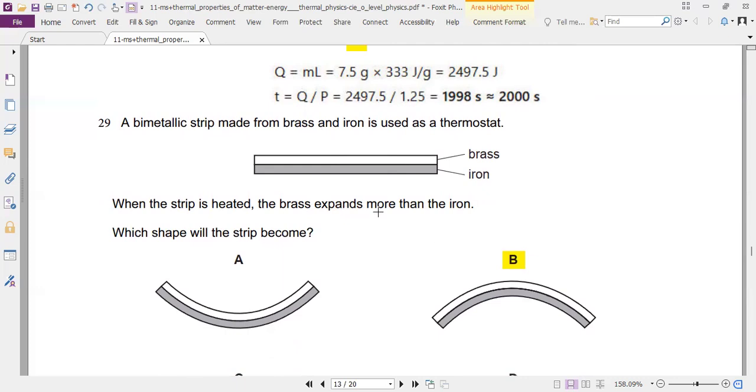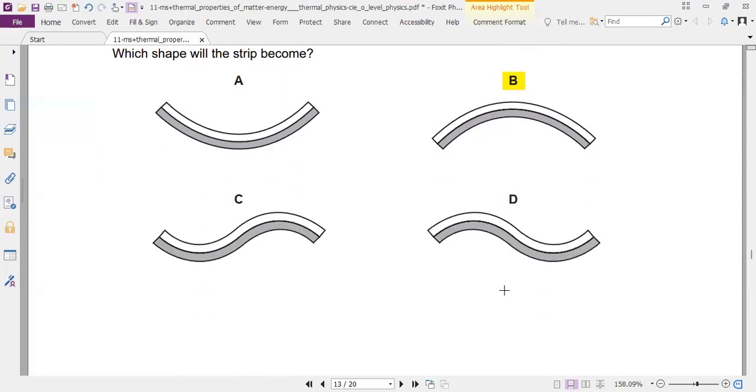So the brass expands more than iron, so it will take over. Iron has expanded less, brass expands more, it will take over. It will be bending like this.